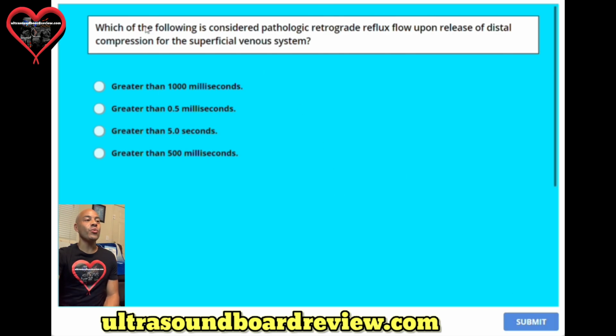Question 56. Which of the following is considered pathologic retrograde reflux flow upon release of distal compression for the superficial venous system? A, greater than 1,000 milliseconds. B, greater than 0.5 milliseconds. C, greater than 5.0 seconds. Or D, greater than 500 milliseconds.